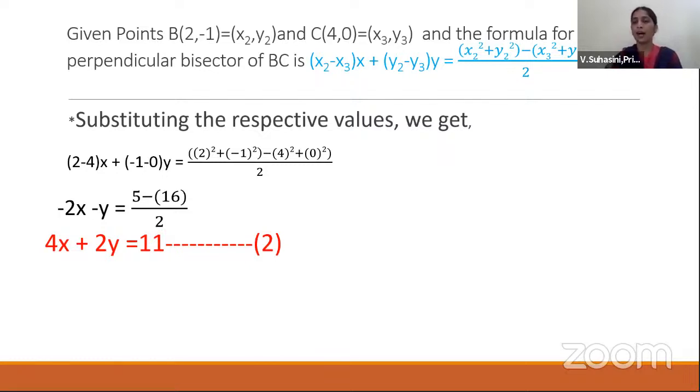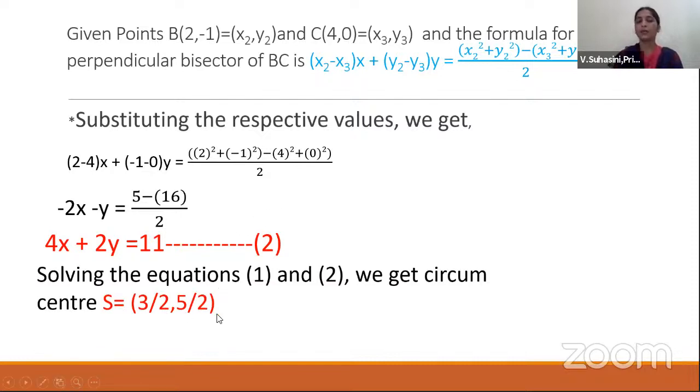Equation 1 and equation 2 are the perpendicular bisectors of the triangle ABC. Solve these two, we shall get 3 by 2 comma 5 by 2, which is the circumcenter of the triangle ABC. Is this clear for you all, children? The first method is through the concept that S is the center and A comma B comma C are equidistant from S. Therefore, SA equal to SB equal to SC. The second concept is just using a formula, easy way of scoring and time saving procedure. That is direct formula for the perpendicular bisectors and solving them.